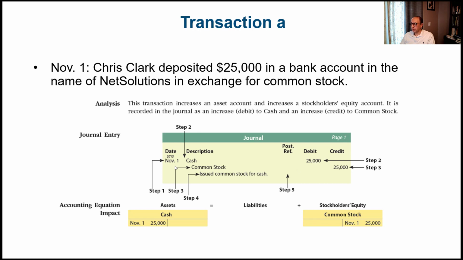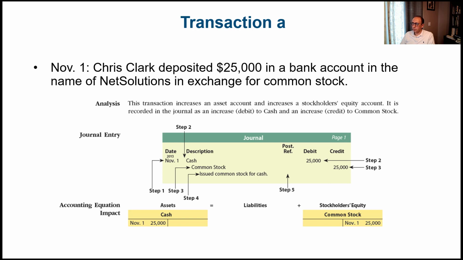So in the journal, we're going to record the date that this transaction took place, which is November 1st, and that's step number 1. In step number 2, we record the account that got affected, which is cash. Remember, cash is an asset, and assets, whenever they increase, increase on the debit side. So here we have assets, we have cash, and this is the T account. We can see that it's recorded on the debit side, on the left-hand side. And we record $25,000 on the debit side.